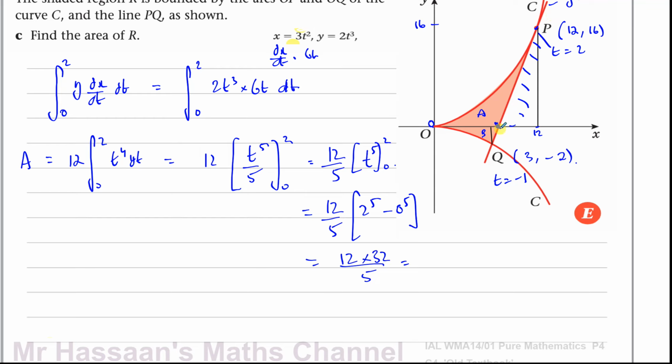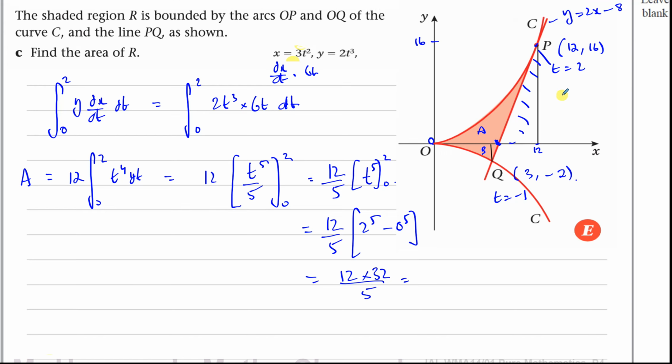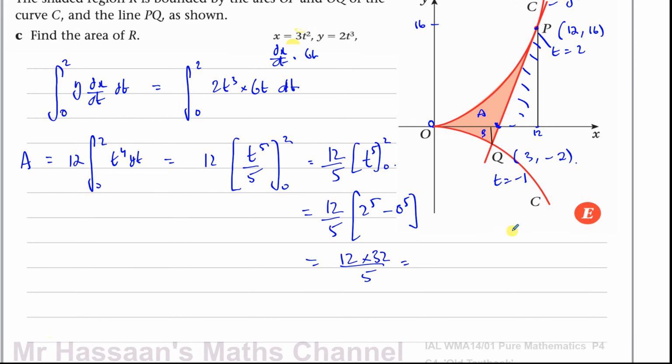Now, this point is where the graph y equals 2x minus 8 hits the x-axis. So we've got y equals 2x minus 8, which hits the x-axis when y is 0. So 2x minus 8 equals 0, so 8 equals 2x. Therefore x equals 4. So this is the point 4. So this distance is 8, and this distance is 16.